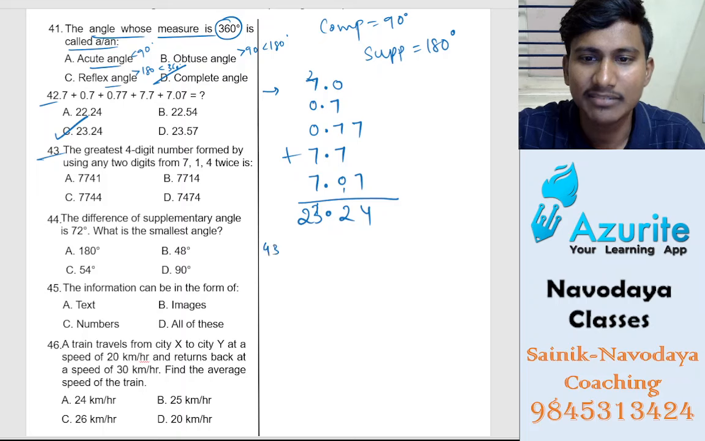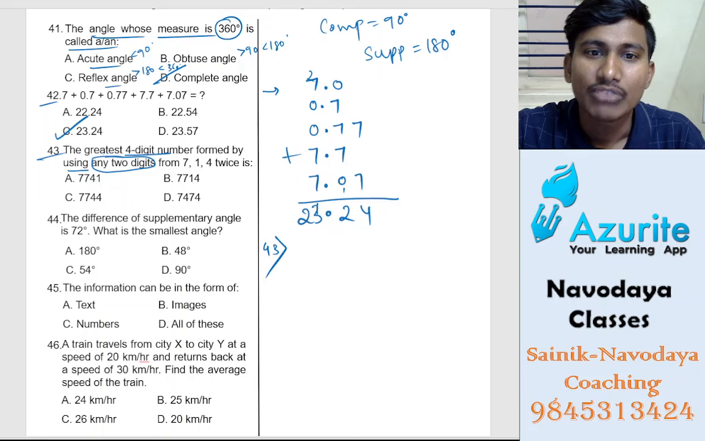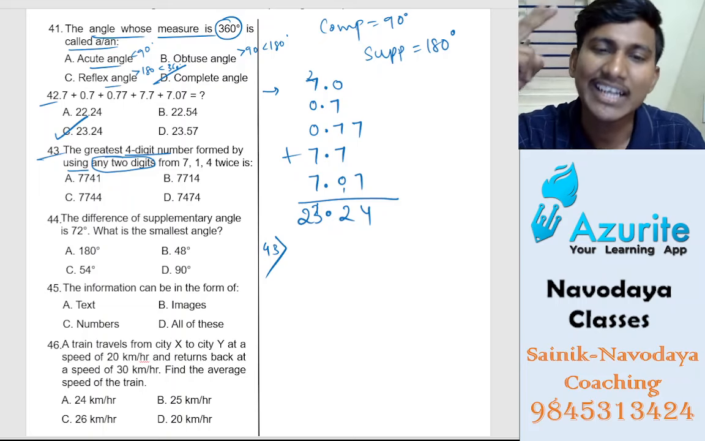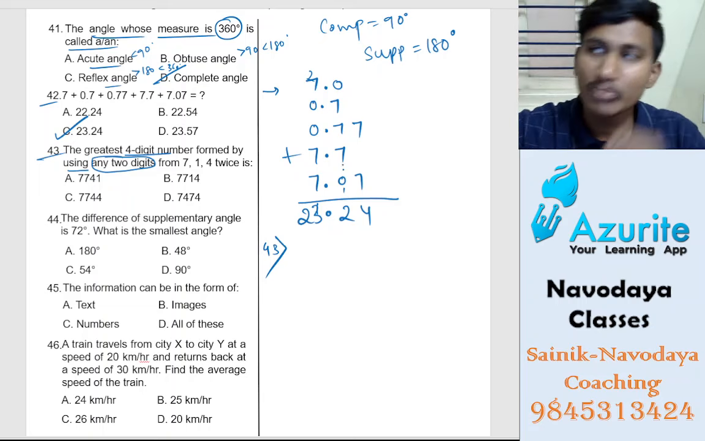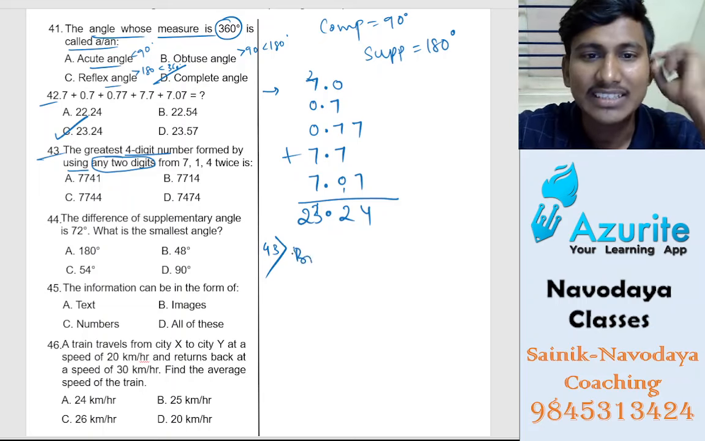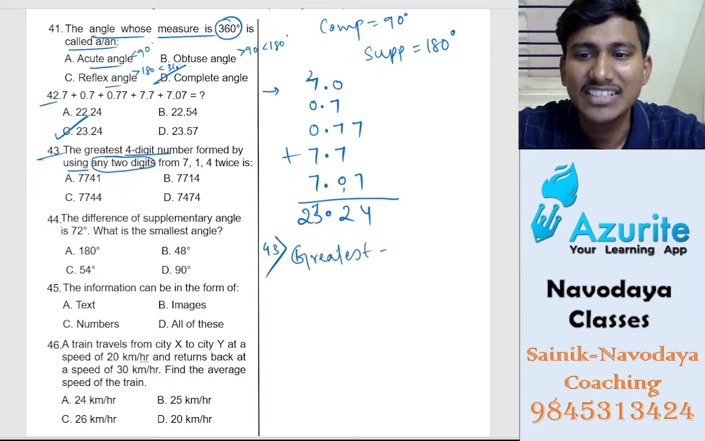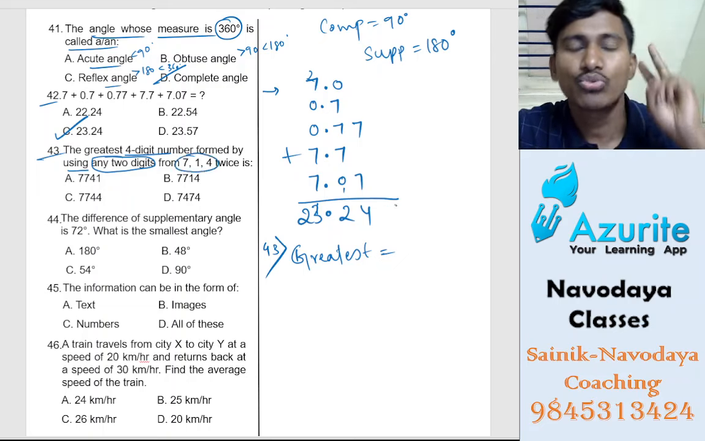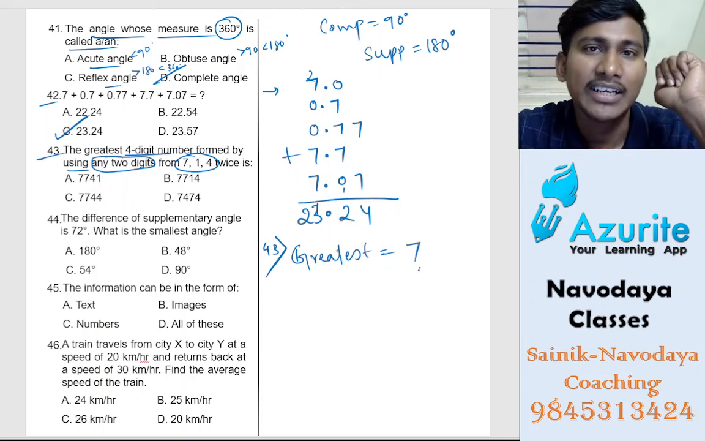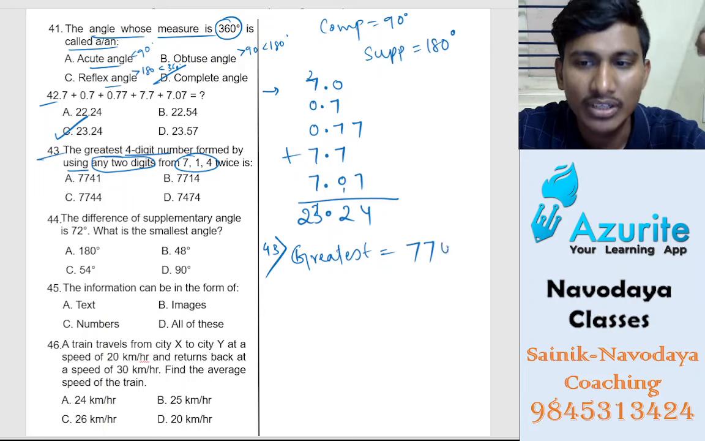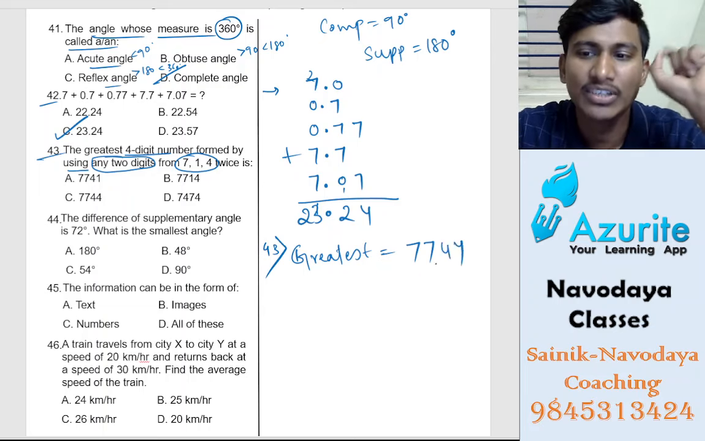So what is the question here? The greatest 4-digit number formed by using any 2 digits. We have to use two digits only and make the bigger number. So to make the bigger number, we have to make the greatest, right? Greatest means you have to use the greatest digit. So here what are the digits? 7, 1, 4. So we have to use 7 and 7 once again, and 4 and 4. So that will be 7744.